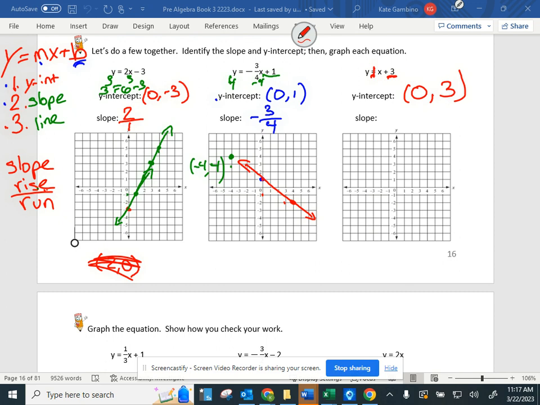So how would I write that as my slope? Tatum? 1 over 1. Because I want my rise and my run. So whenever there's a whole number, you put the 1 underneath it, so you know what your rise is, you know what your run is. So I need to graph my 0, 3. I need to use my slope, go up 1 over 1, and I'm going to draw my line.